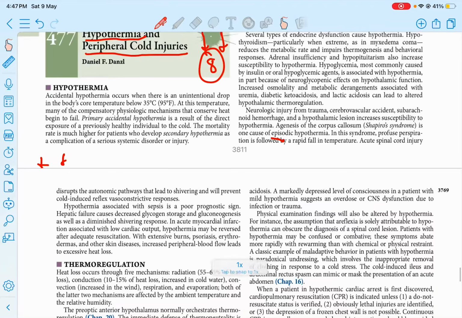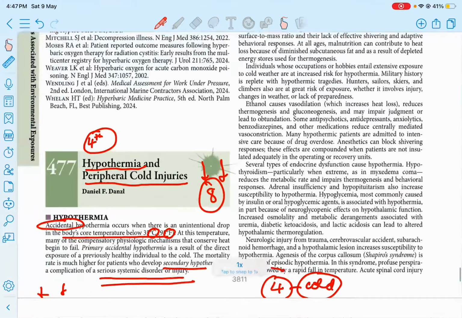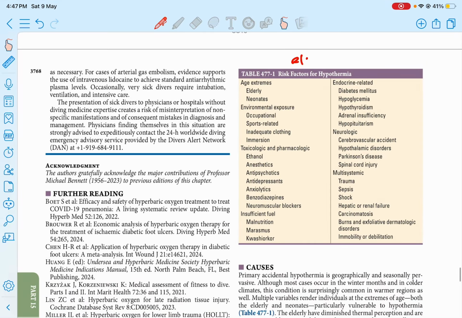Okay, coming to hypothermia: core body temperature below 95 degrees Fahrenheit. It can be accidental, or it can be secondary hypothermia because of a systemic disorder. Four questions were asked on cold this time, right? Causes again, or the risk factors.